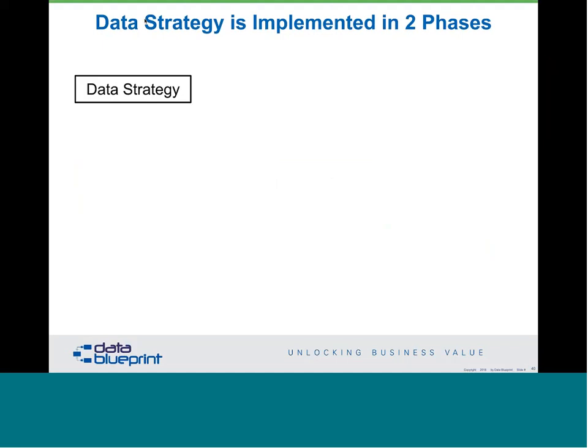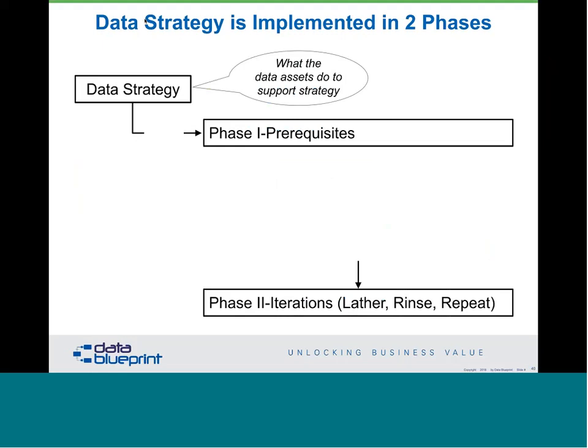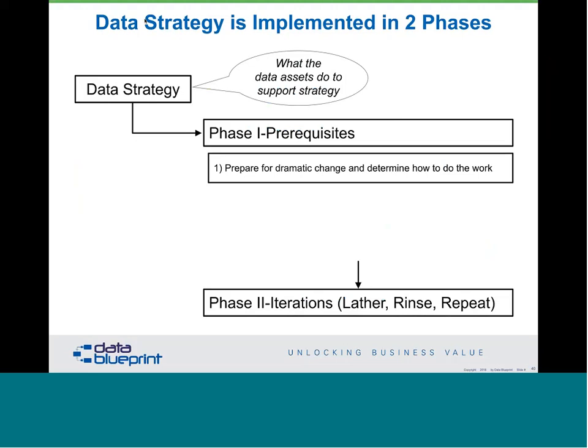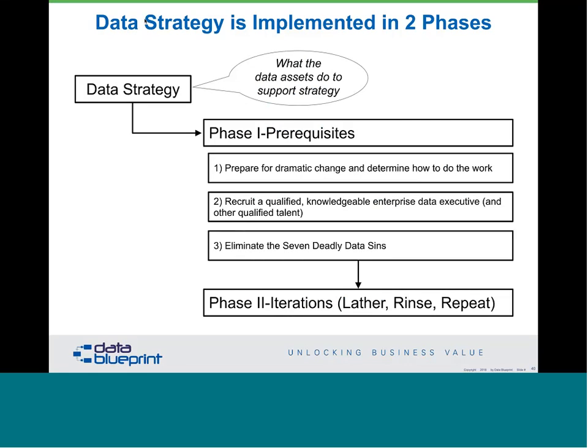Data strategy needs to be implemented in 2 phases. The first one is getting rid of the prerequisites. Again, if you are not sure about what you're doing or don't have the right skills, it's probably not a good idea to invest a lot of money in it. So the prerequisites are: 1, prepare for dramatic change and determine how to do the work; 2, recruit a qualified, knowledgeable enterprise data executive and other qualified talent that you need to have; and 3, eliminate the 7 deadly data sins.